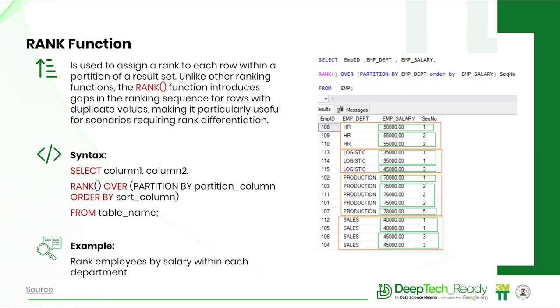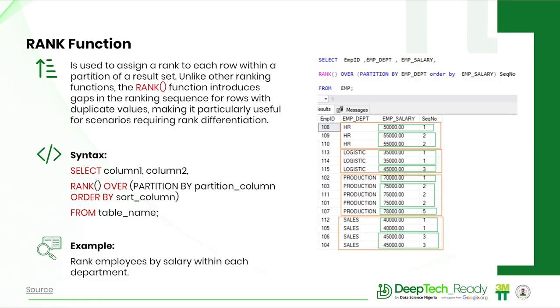You specify the columns from which you want to retrieve your data. In our case here, we are retrieving column 1 and 2. You use the rank function keyword, then we use over, and we also open our bracket, and then we use partition by. We specify the column by which we want to partition our data. In our instance here it is partition underscore column, and then you order it by a column you want your data sorted by. In our case, we use sort underscore column, and then you specify the table your data is coming from. In our case here, we have table underscore name.